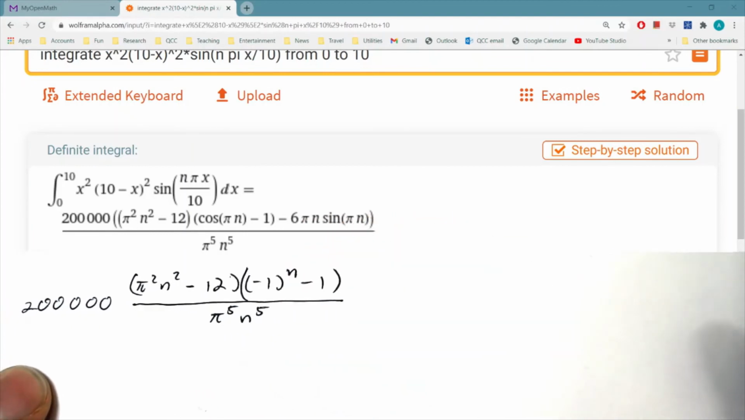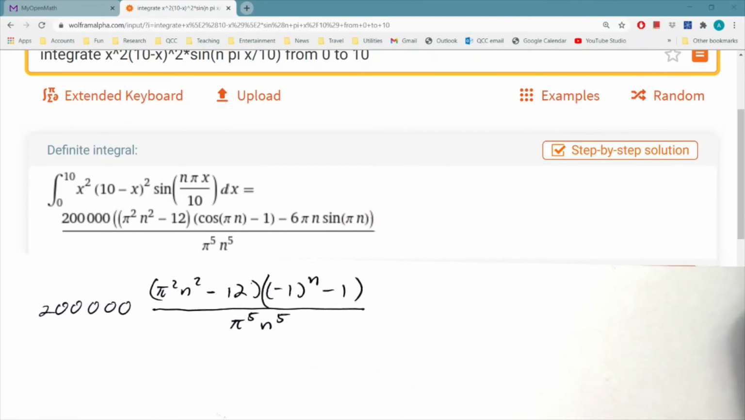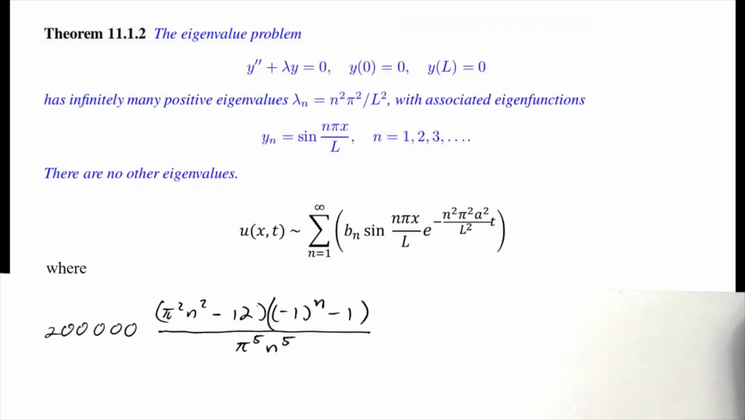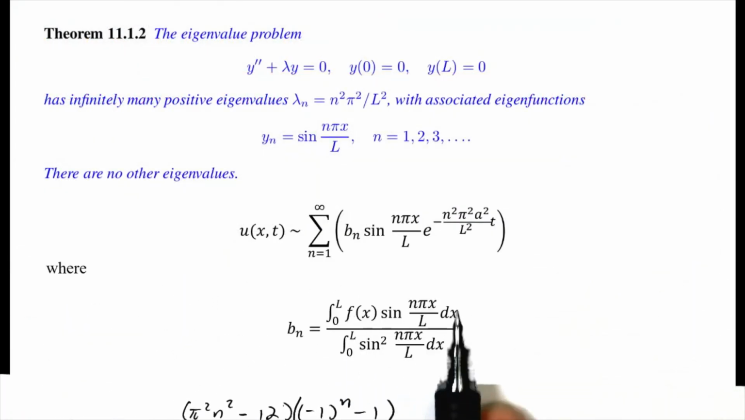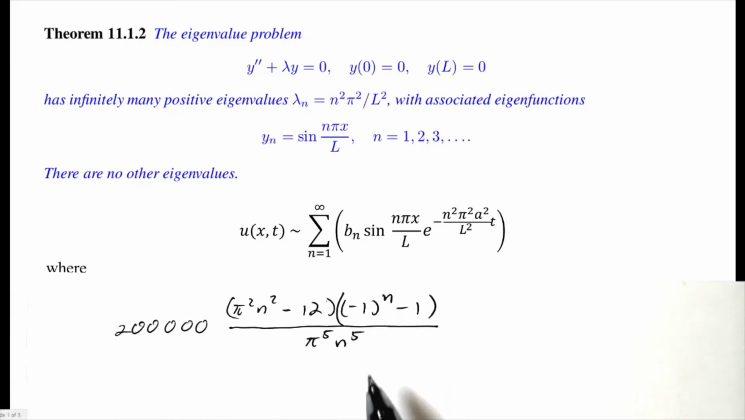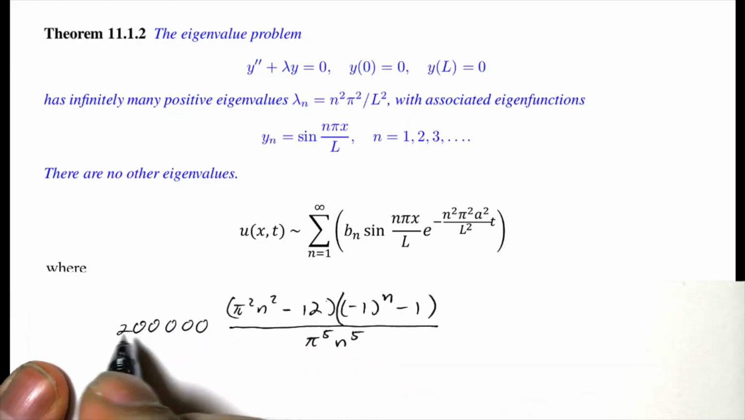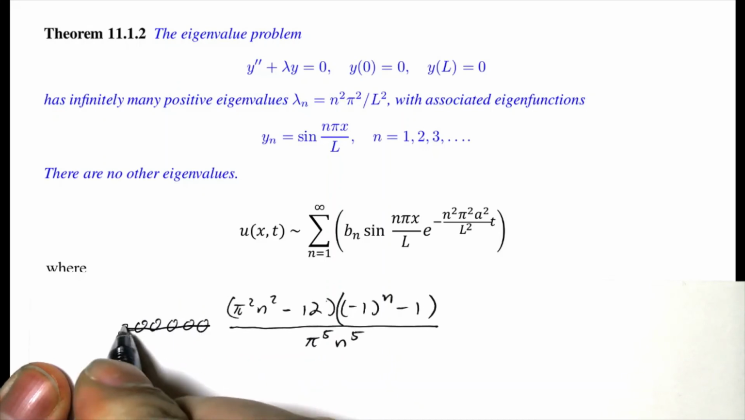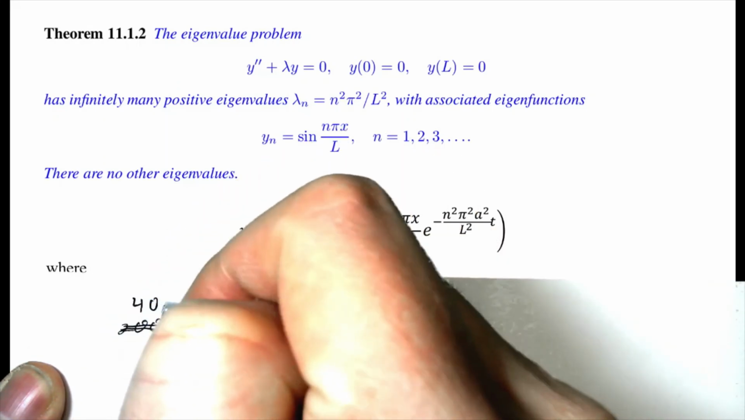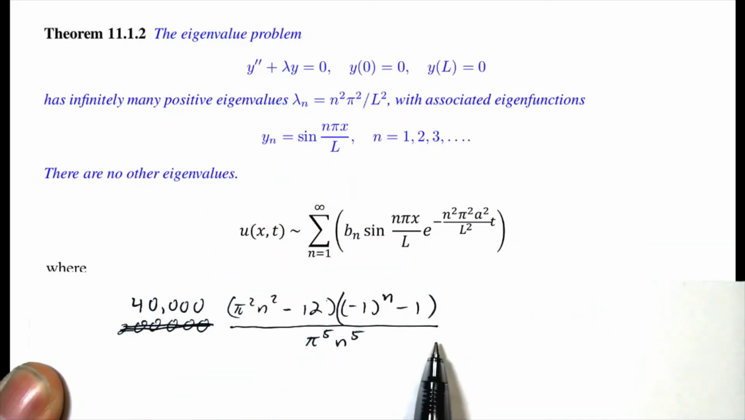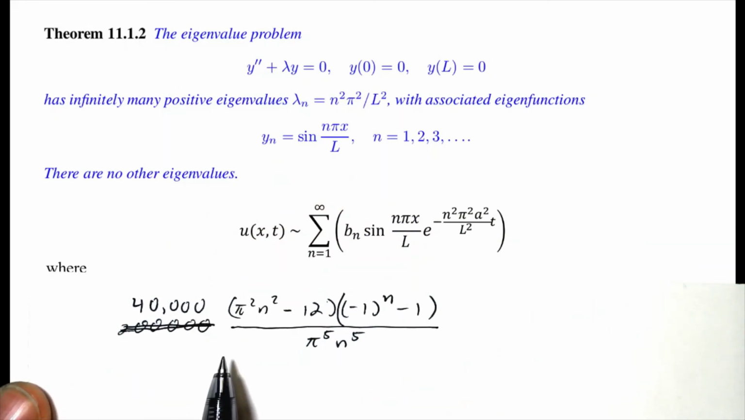That is the numerator for our expression over here for b. Remember, the denominator was 5, so let's divide all this by 5. So dividing this by 5 would just give me 40,000. So let's cross that out and replace it with 40,000. So these are our bn's.